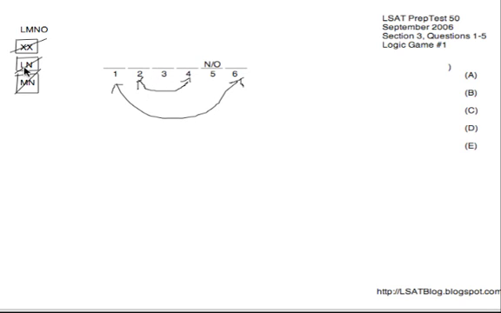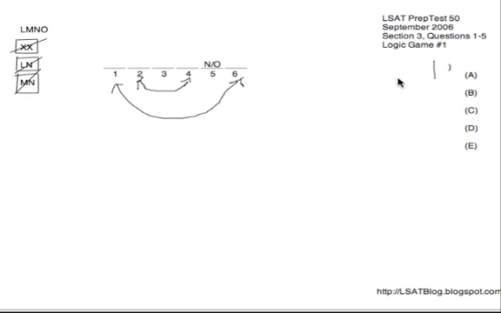And then L is never followed by N immediately, nor is M ever followed by N immediately. Then finally they tell us that either N or O will be on airline number 5. So this right here is our initial setup for the game. Obviously we'll be drawing a lot more over the course of the questions.